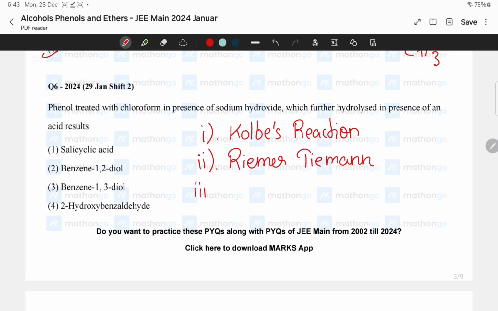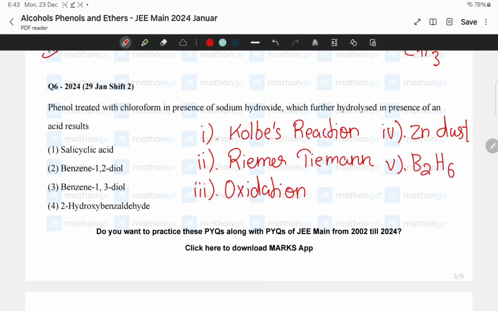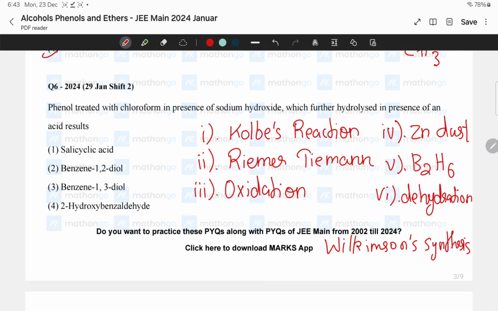Third is the oxidation reaction. Fourth is the zinc dust reaction. Fifth is B2H6 for formation of alcohol. And seventh is dehydration. These are the important reactions of the chapter. And for ethers, Williamson synthesis and the reaction with HI. These two are important. From question number 6, we know that phenol is treated with chloroform, so the answer is salicylaldehyde.